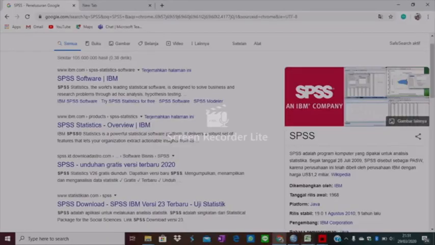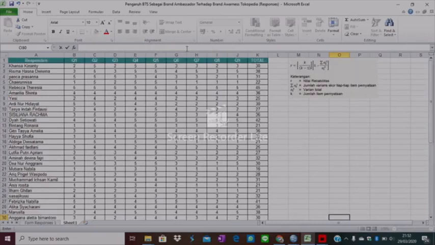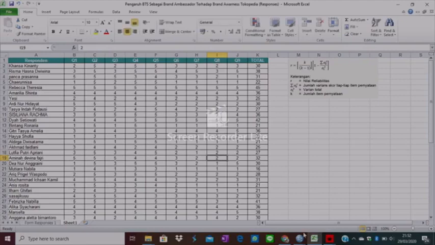Validity, reliability, univariate analysis, and bivariate analysis. So, the step-by-step for using SPSS. First, prepare the statistical data to be analyzed and arrange the data in Microsoft Office to make it easy to process in SPSS, like this. Here we have 9 questions and 50 respondents. So let's open the SPSS application.